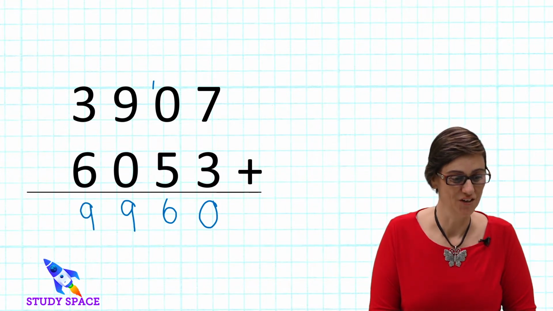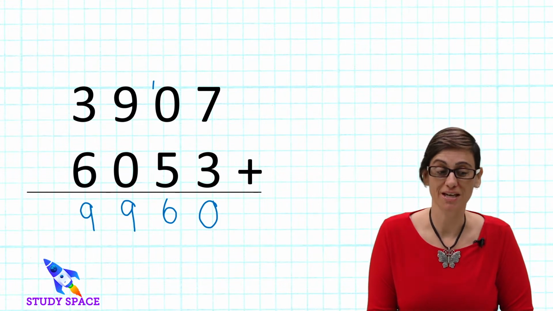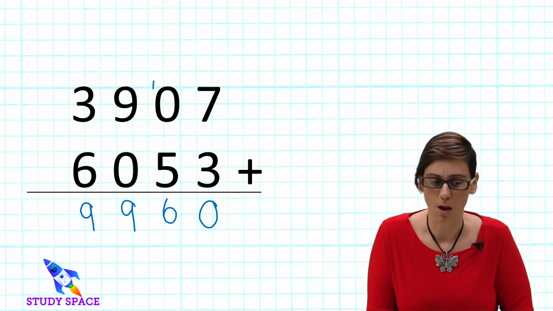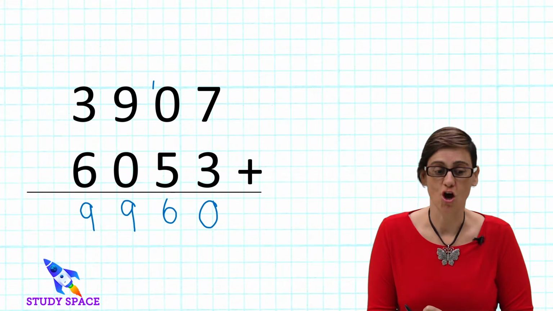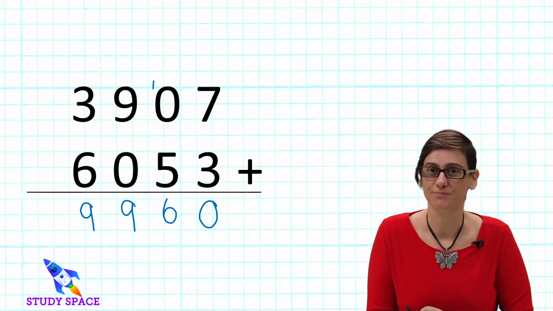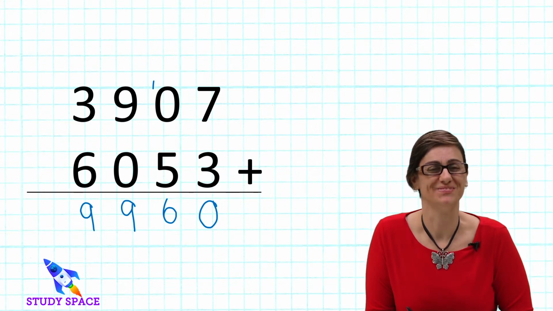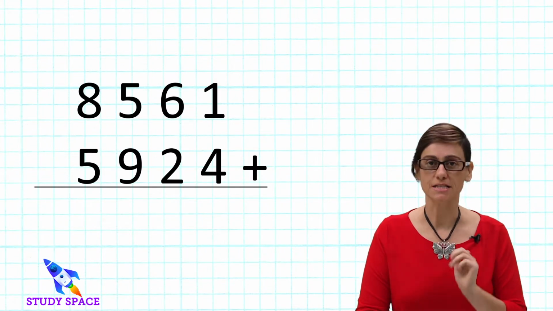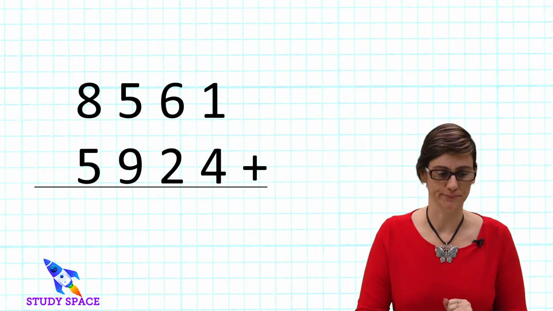Okay, so the answer to our question, 3,907 plus 6,053 equals 9,960. Should we try just one more, boys and girls? Okay, let's do our last example, boys and girls. Oh, this one looks a bit tricky, but let's have a go.